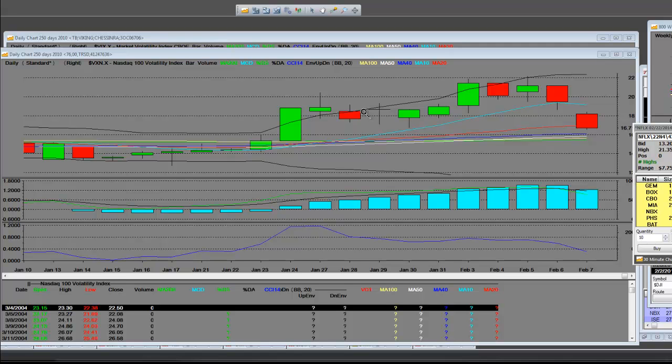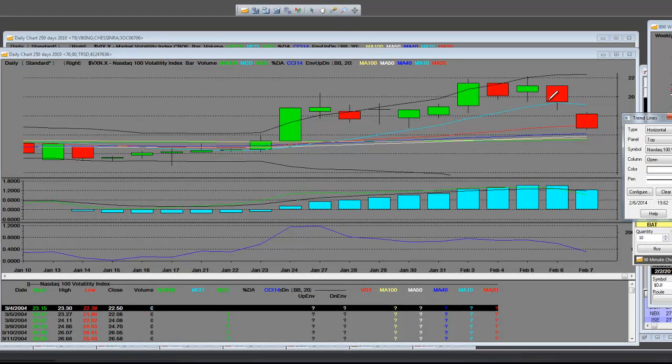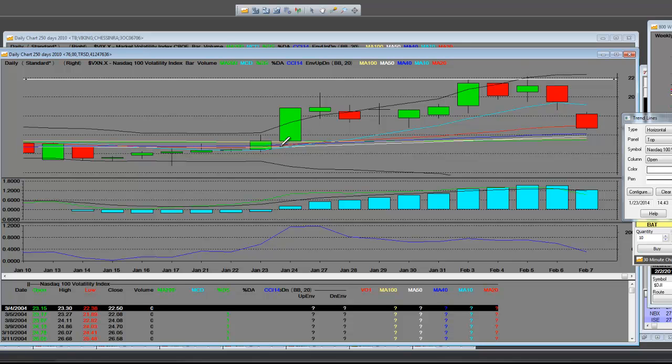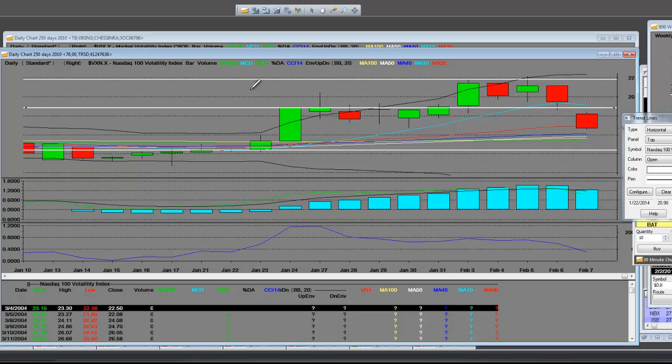Today's date is 2014. What we have here is called the VXN, the Nasdaq 100 Volatility Index. I'm going to draw a couple of lines for our traders around the world. This fear indicator that I'm talking about is related to what? The Nasdaq 100. This is a Nasdaq 100 volatility index. It's tied to the Nasdaq 100.